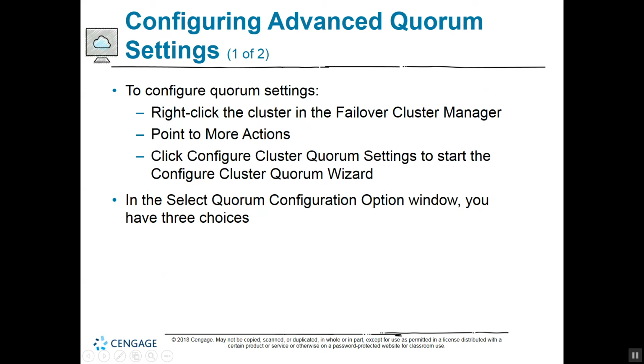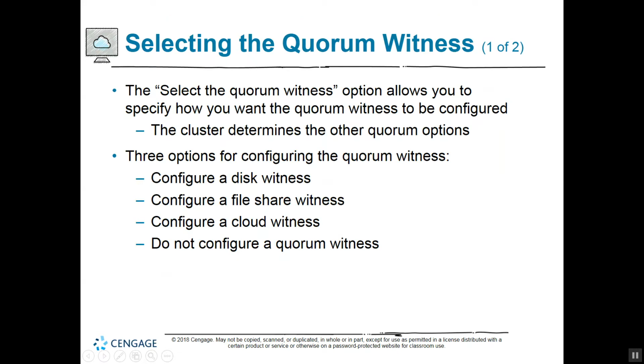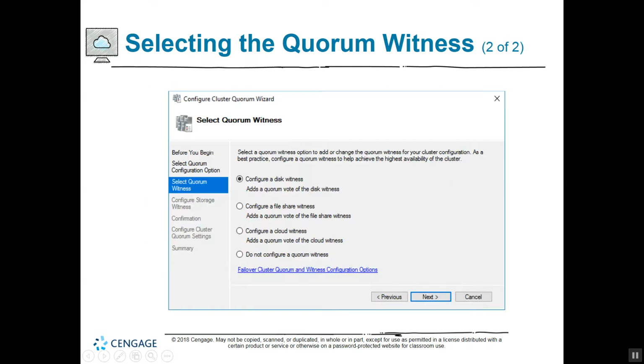Now, we can configure advanced quorum settings. Just right-click the cluster in the Failover Cluster Manager, point to More Actions, and then click Configure Cluster Quorum Settings to start the Configure Cluster Quorum Wizard. All right. Once you get in, you've got three choices: use default quorum, select a quorum witness, or advanced quorum configuration. Now, if we're going to select a quorum witness, we've got options: configure disk witness, configure file share witness, configure cloud witness, and do not configure a quorum witness at all.